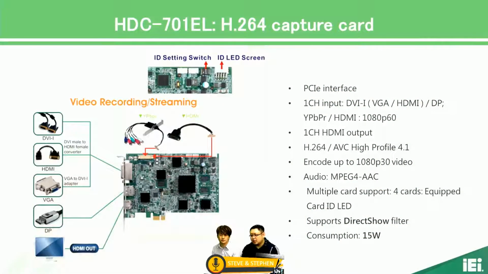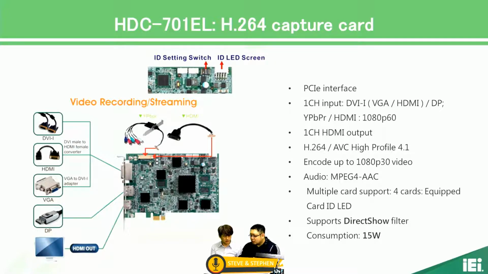You mentioned lots of supported interfaces, with one channel input and one channel output. What are the specifications? We equip an LED number on the board, and you can set the number for each board. Why do you need this function? Because we can install four cards in one system together. So if the motherboard has enough PCIe expansion slots, you can use this LED to indicate the different sources?